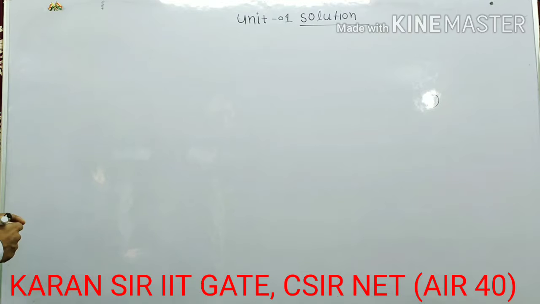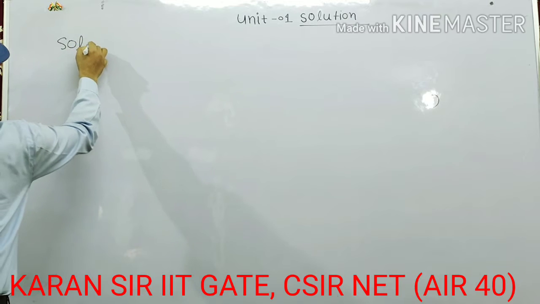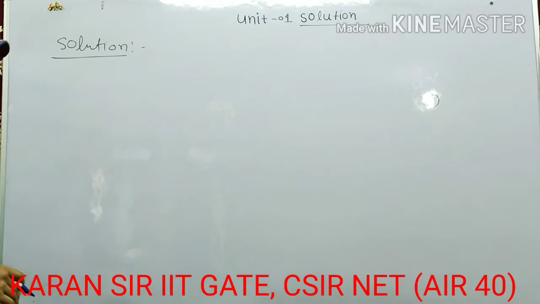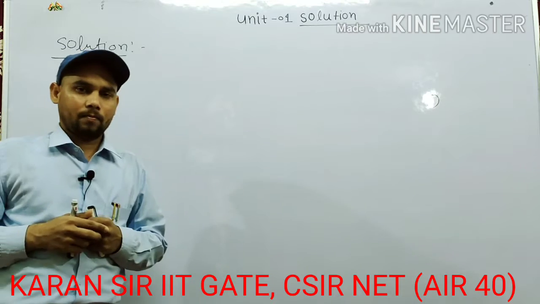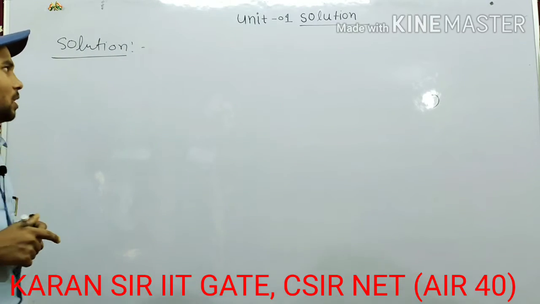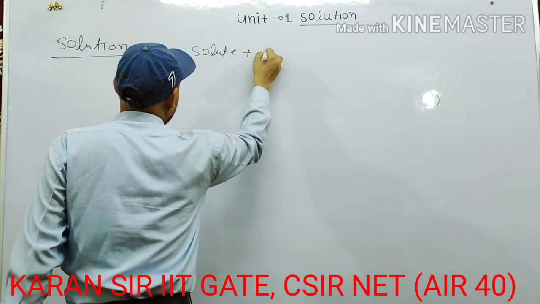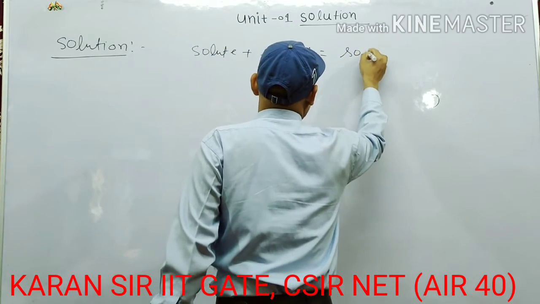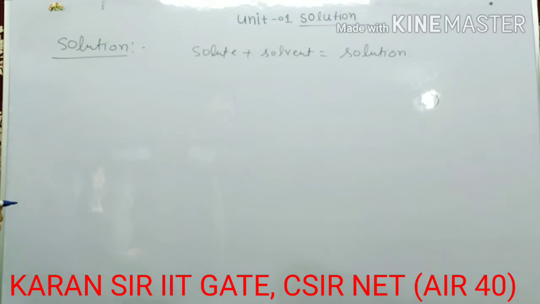Dear students, Unit: Solutions. First of all, we will talk about the solution. I hope that you all are familiar with this term. A solution is a homogeneous mixture of two or more components, like solute plus solvent. When the solute and solvent are mixed, they form a solution. Now we will give the definition of the solution.